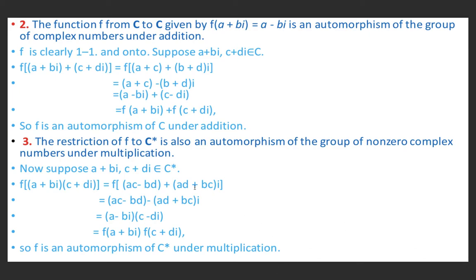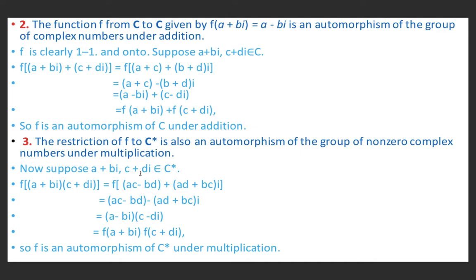Now the restriction of f to C star. Here f is defined from C to C, here it is C star. C star means we have excluded the 0 element from the set of complex numbers. So the restriction of f to C star is also an automorphism of the group of non-zero complex numbers. The zeros are not included here under multiplication. So now we will show that the restriction of f to C star is also an automorphism.